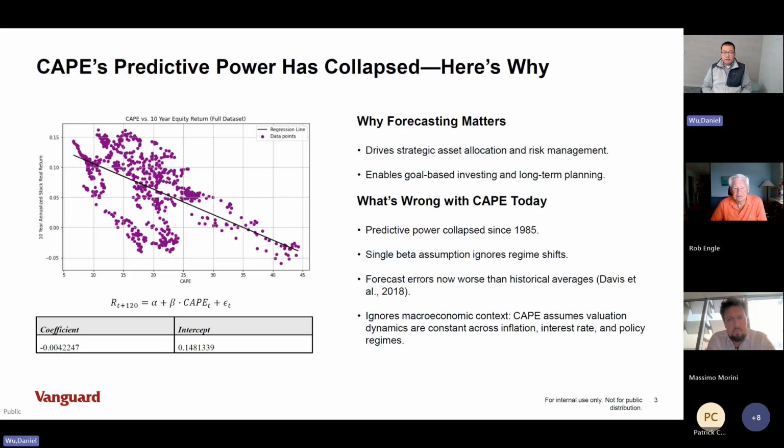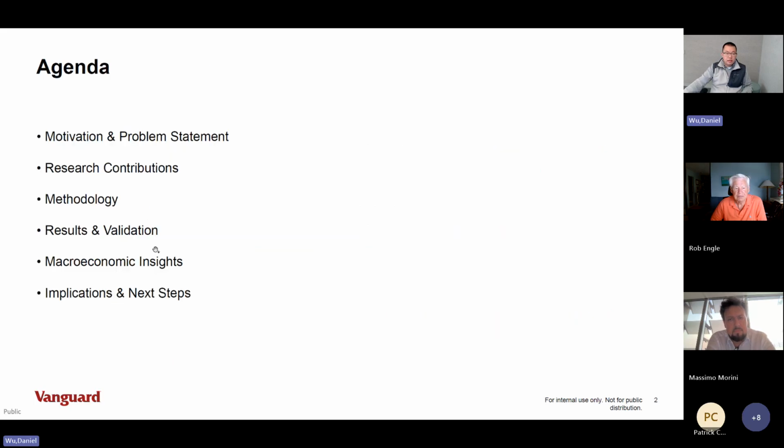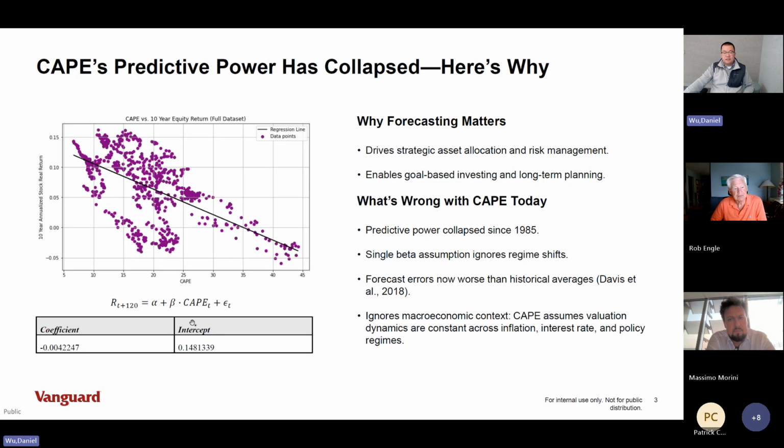The key reason we found is that the model is really elegant, but it's oversimplified. As you can see here, it's really just a linear regression, right? The annualized return over the 10 years after today is really a single beta multiplied by CAPE. In reality, the market involves structural shifts, macroeconomic cycles, and policy regimes, which all affect the valuation dynamic.